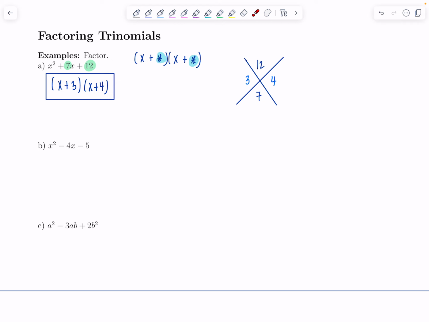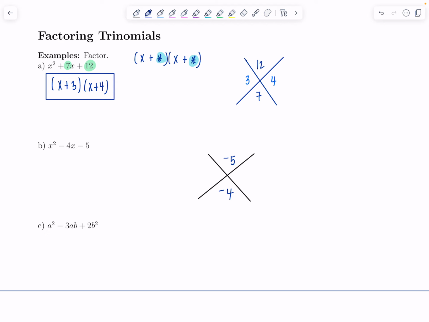Now, the method is this straightforward as long as the coefficient here on that leading term, the squared term, is just a 1. We'll talk about what to do when it's not in just a minute, okay? Let's try another example. You can make the little x if you want or not. If you can do it in your head, good. We're all hoping to get there sooner than later. So can you think of two numbers that multiply to -5 and that add up to -4?